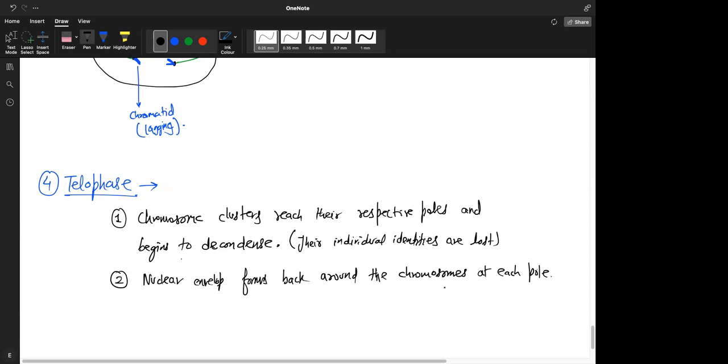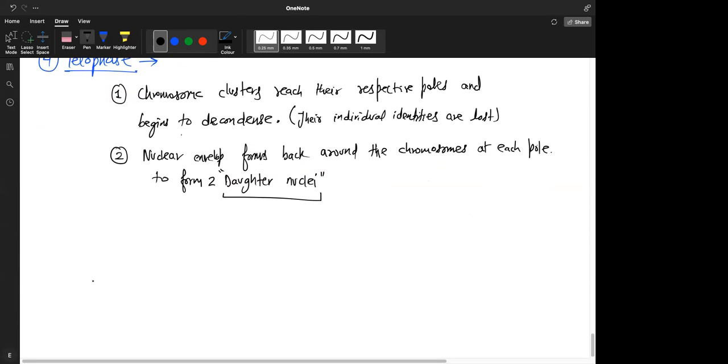So now there are two nuclei, right? And they are called two daughter nuclei. So two daughter nuclei in one cell, but they are still present in the single cell only.